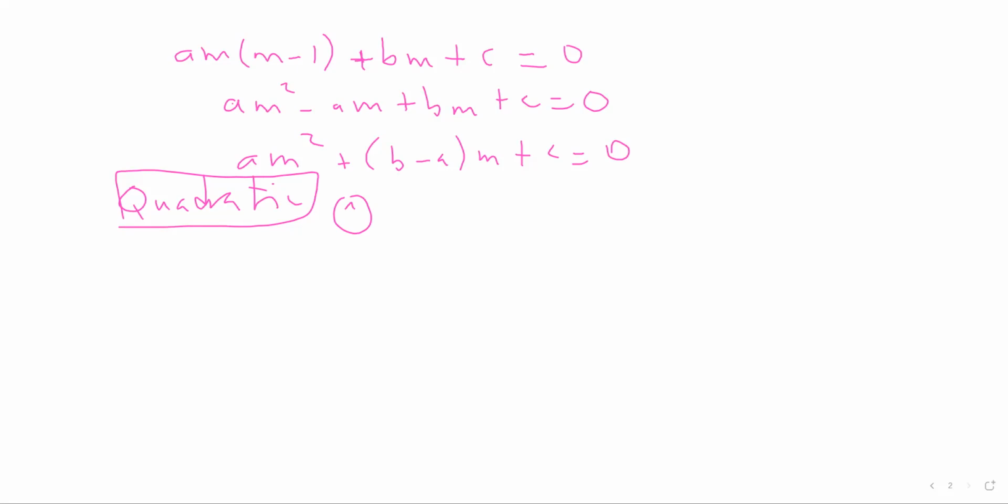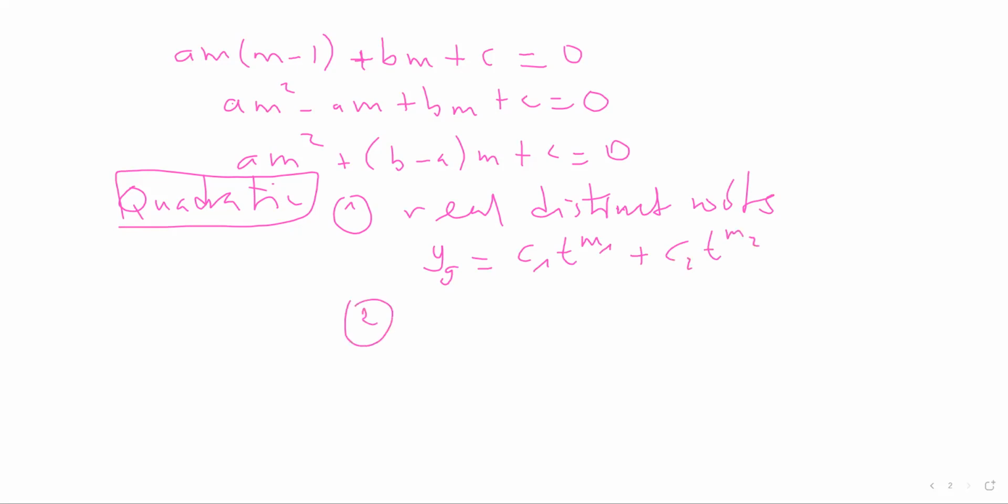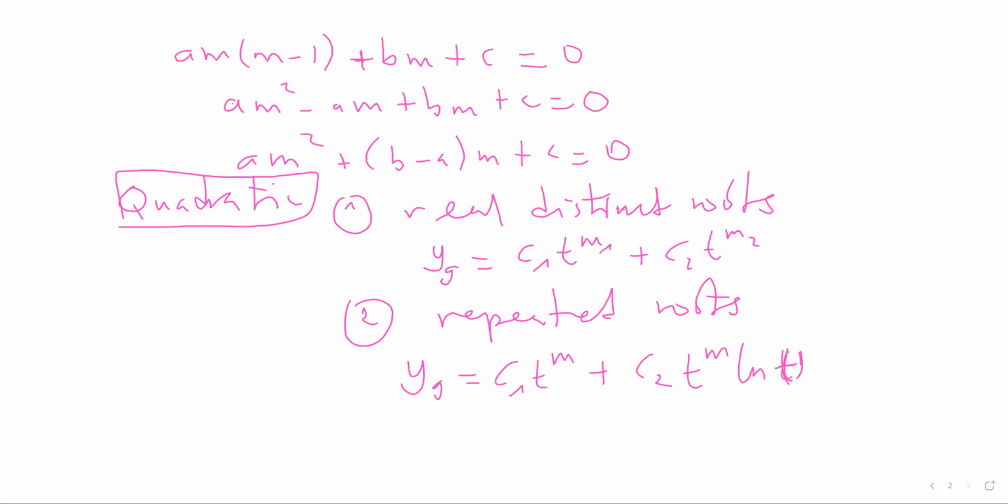To solve a quadratic equation, we know we can talk about the roots. One, we can have real distinct roots. If you have real distinct roots, then our general solution will be c1 t to the power m1 plus c2 t to the power m2. Then we can also have repeated roots. If you have repeated roots, since m1 and m2 are the same, our general solution is c1 t to the power m plus c2 t to the power m times ln t.